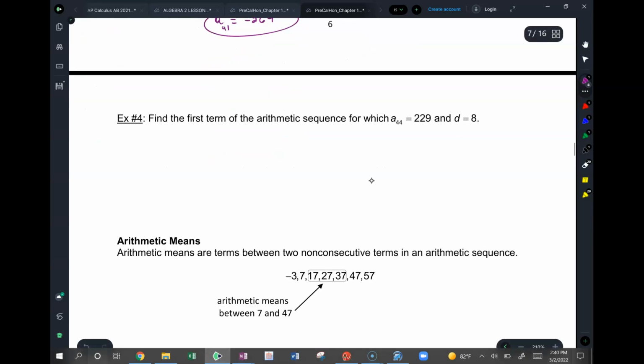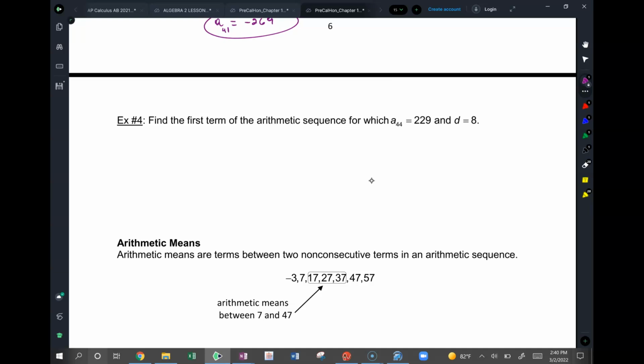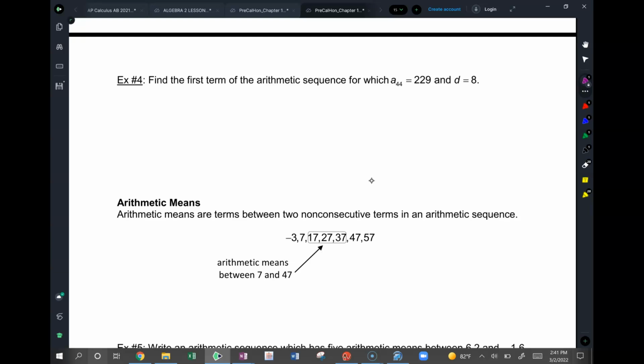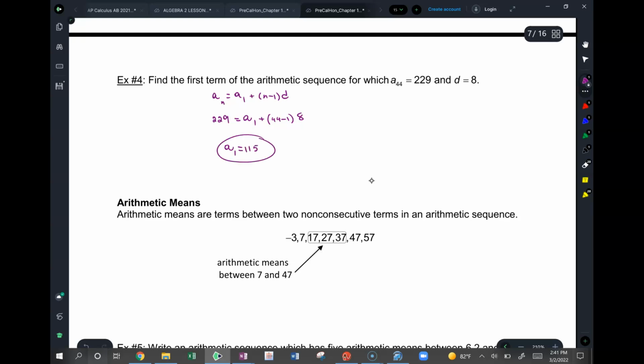Okay, we need the first term of the arithmetic sequence for which A44 is 229 and D is 8. So now I have the 44th term and I want A1. Well, we just plug it into the formula again, right? So we're going to say AN is A1 plus N minus 1 times D. AN is 229, which is equal to A1, that's what I'm looking for, plus, what's N? N is 44. 44 minus 1 times 8. Okay, so here A1 is 115.